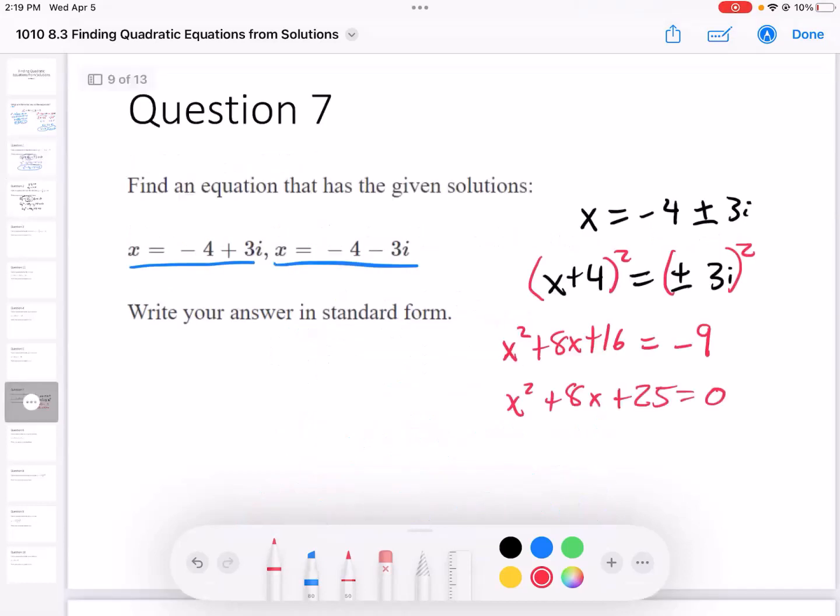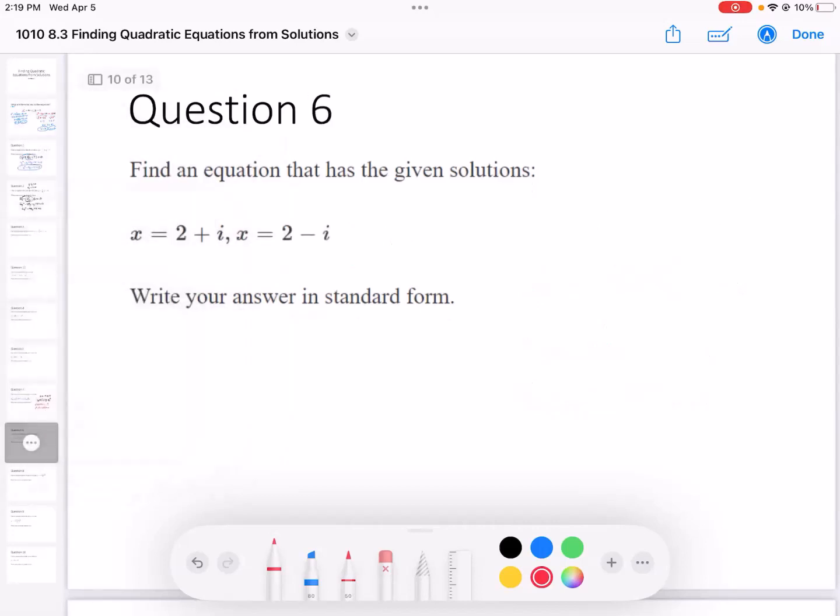If you do have something where you can write your answers in a plus or minus form, then you get the plus or minus stuff by itself. Like in this case, we added 4 to the other side. And then you square the plus or minus stuff, and then you make the equation equal 0. Let's do another plus or minus example.